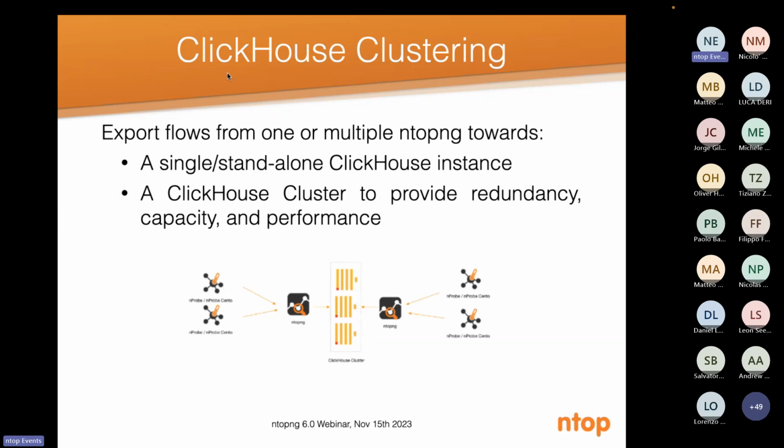This allows you to analyze, for instance, historical flows for the last days, weeks, or months. We have seen that ClickHouse is really optimized, both in terms of performance and in terms of compression rate. So with a small disk, you can keep really a lot of data. But if you want to really scale up to 100 gigabits, for instance, and you need a lot of capacity or performance, or you want redundancy, you can deploy a ClickHouse cluster. And in the last release 6.0 of ntopng, we had the support for the ClickHouse clustering.